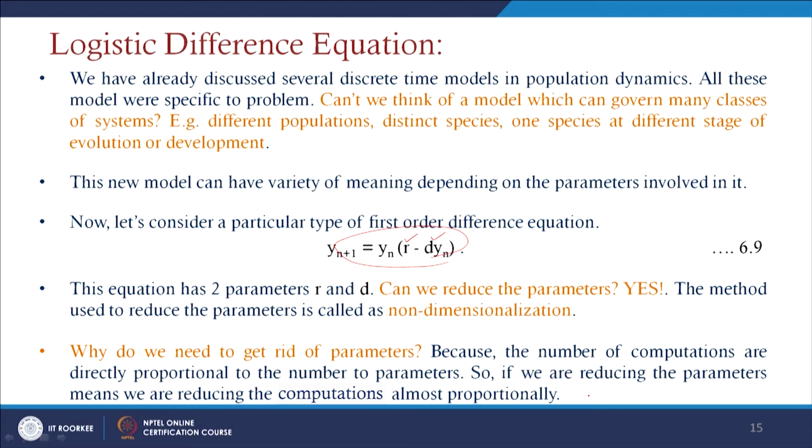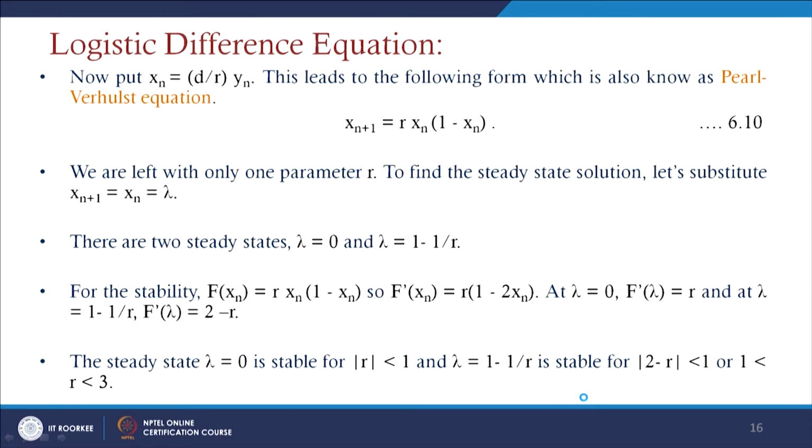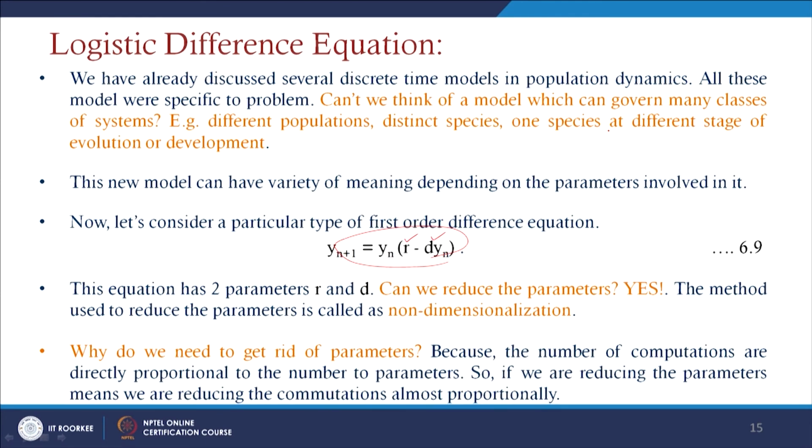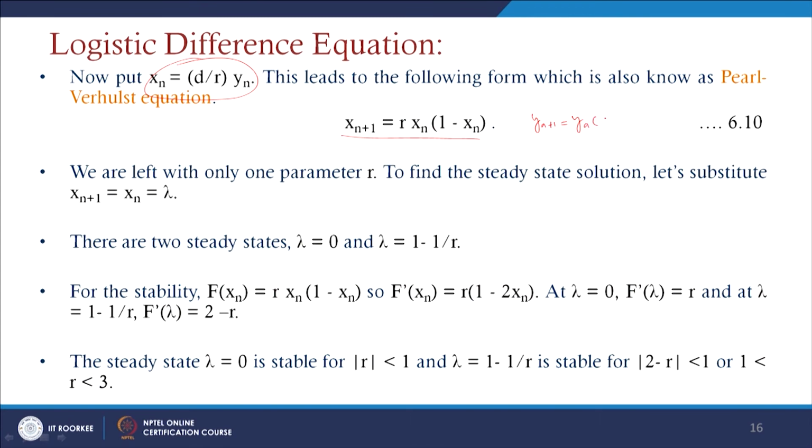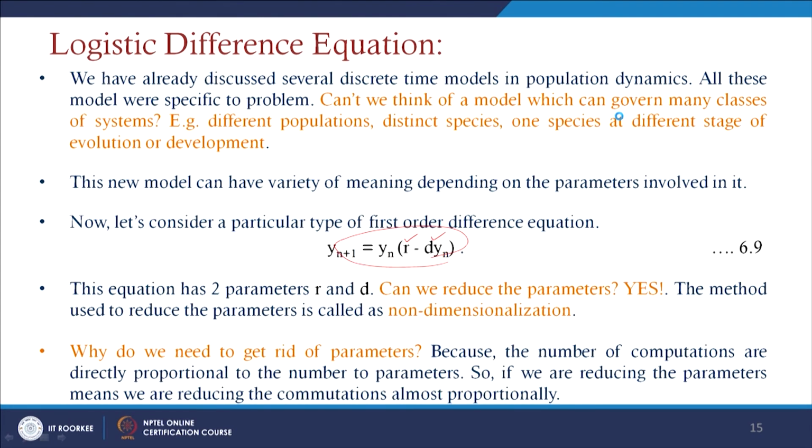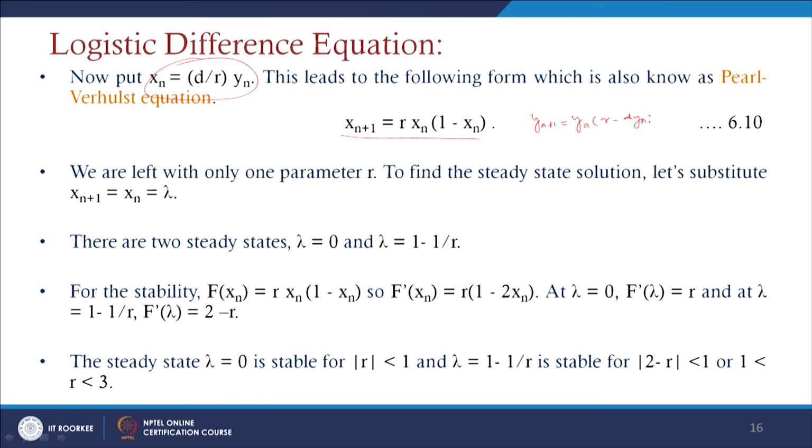If we go for this reduction of parameters for this equation, we can put xn as d by r yn, and this leads to the equation xn plus 1 equals r xn into 1 minus xn. Since our earlier equation is written as yn plus 1 equals yn into r minus d yn, if you replace yn in terms of xn, it can be written as r xn by d.